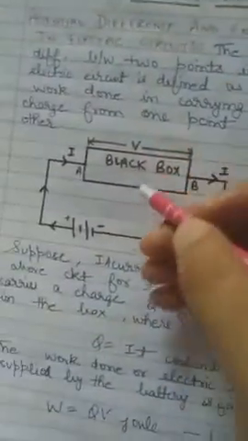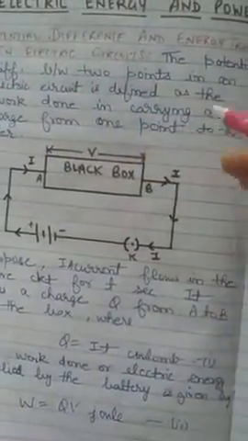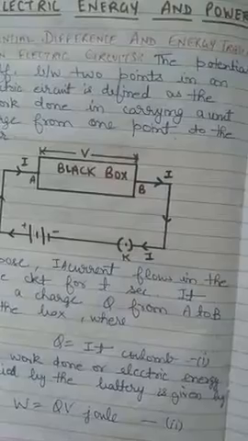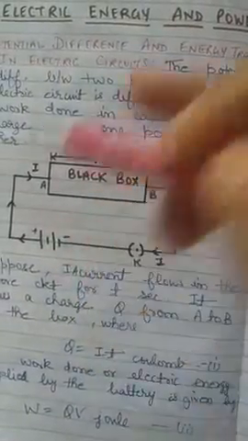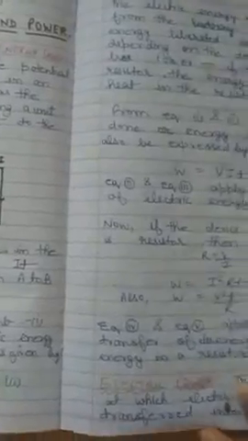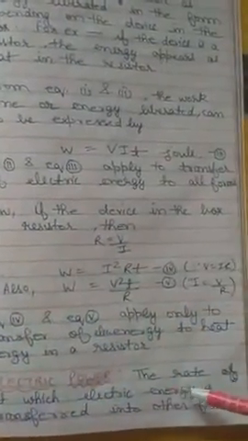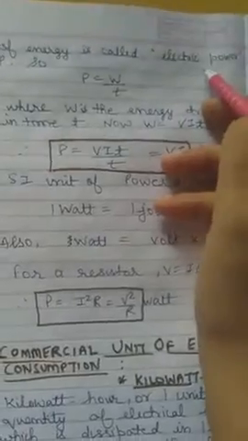Is it clear? In this case there is no external agent, so when we say work done in carrying a unit charge, who will do the work? Work is done by this battery. So how do we define electric power? The rate at which the electrical energy is transferred to other forms of energy is called electric power.